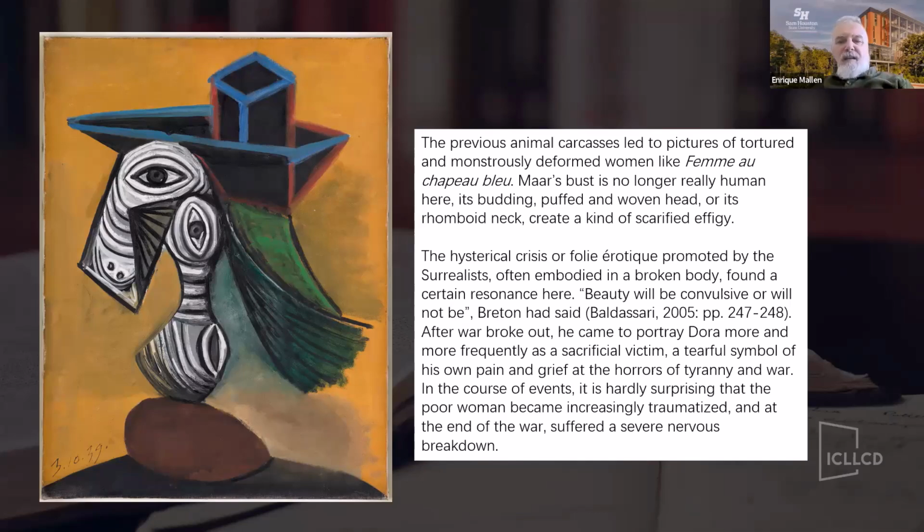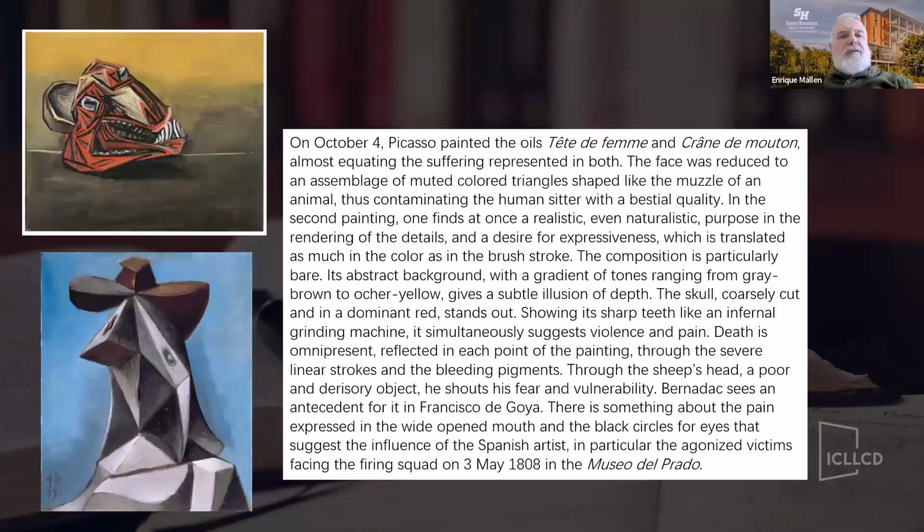In the course of events, it is hardly surprising that the poor woman became increasingly traumatized and at the end of the war suffered a severe nervous breakdown. On October 4th, Picasso painted the oil Femme et Crâne de Mouton, almost equating the suffering represented by both. The face was reduced to an assemblage of multicolored triangles shaped like the muzzle of an animal, thus contaminating the human visage with a bestial quality.